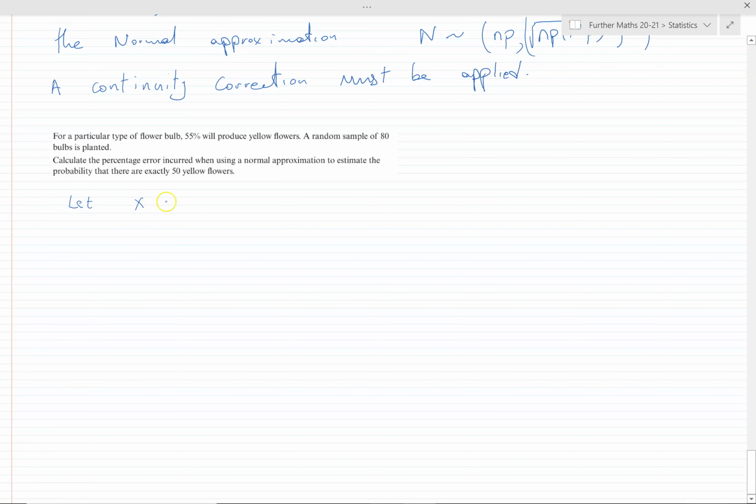Okay, so let X be binomial, and we've got 80 trials, and the probability that they come up yellow is 0.55. So let's work out the probability that X is equal to 50 just from the binomial. So probability X equals 50.